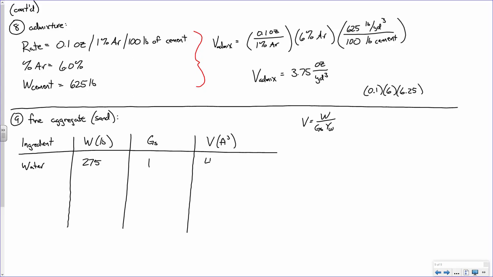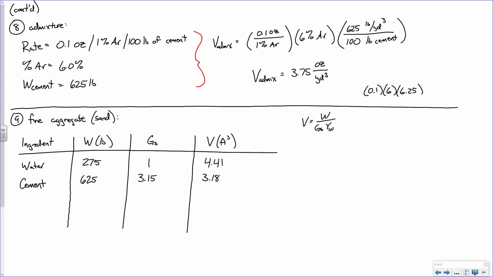Okay. Now, cement. How much cement are we throwing into the mix? 625. The specific gravity of Portland cement is always 3.15. So how much volume will that occupy? 3.18. Do I have a second on that?